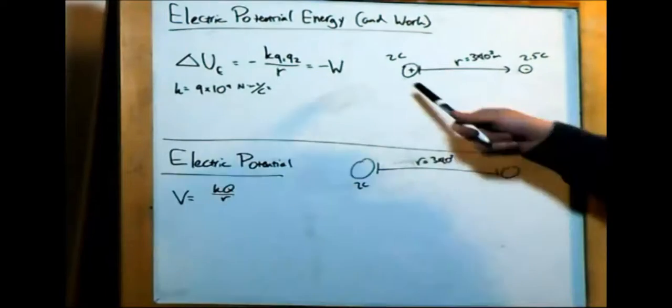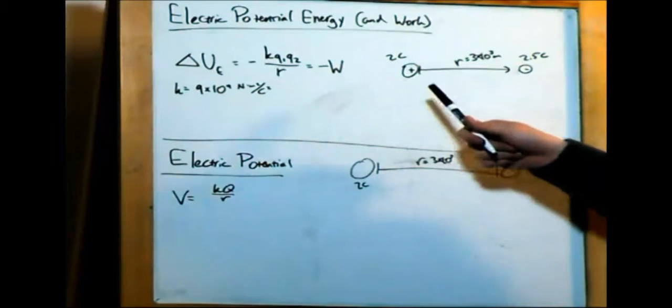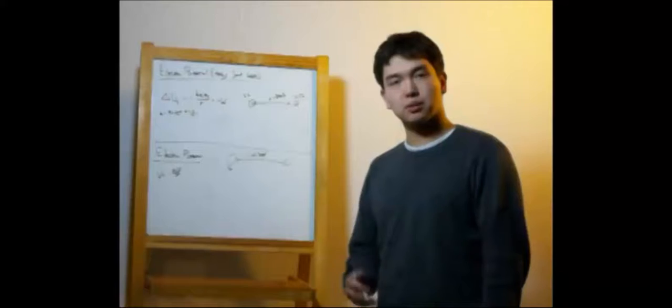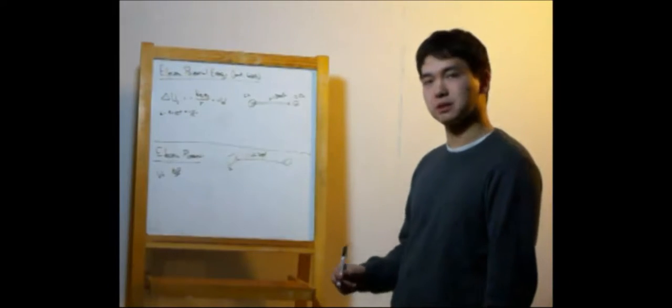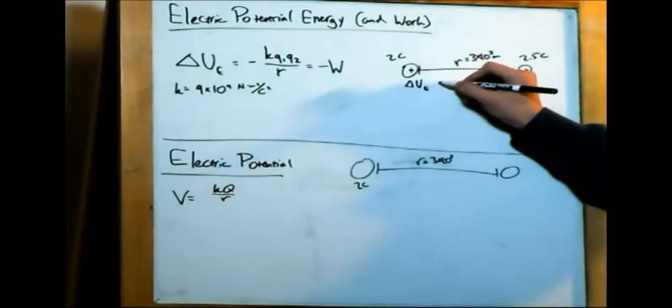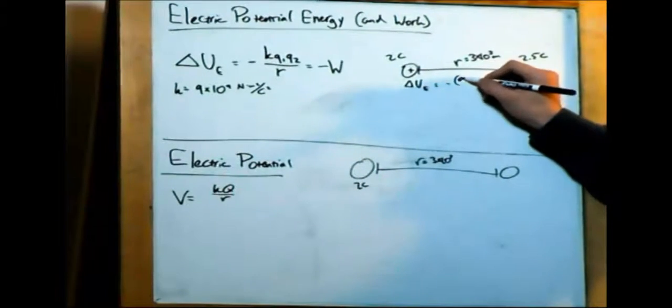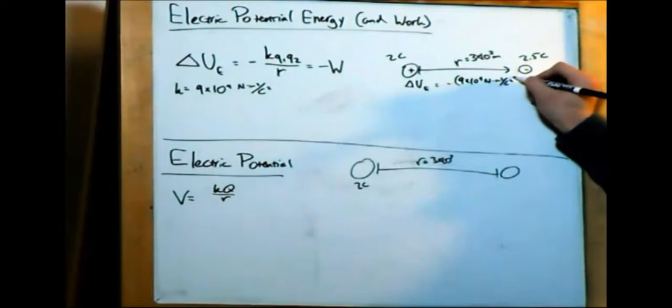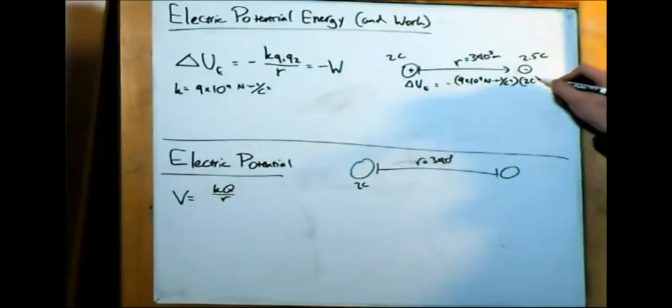We have two charges, one positive, one negative, and the positive charge at 2 coulombs moves 3 times 10 to the third meters closer to the negative charge at 2.5 coulombs. So what is the change in potential energy for our positively charged particle? Well, let's calculate it. So delta U sub E equals negative Coulomb's constant, 9 times 10 to the 9th newton meters squared per coulomb squared, times 2 coulombs times negative 2.5 coulombs.